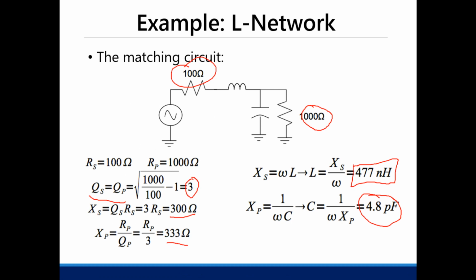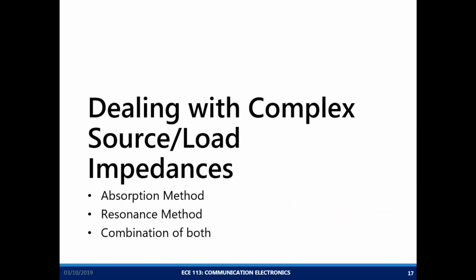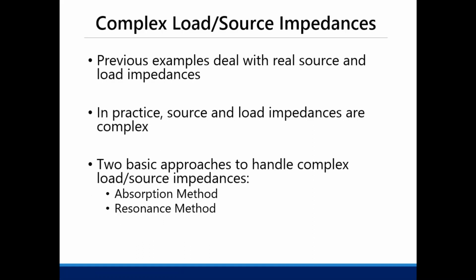So in these examples, we only assumed that the source and load resistances are, well, resistances. So what would happen if they are complex impedances? In practice, this is actually what happens: your source and load impedances are both complex. So there are two basic approaches to handle them: the absorption method and the resonance method.